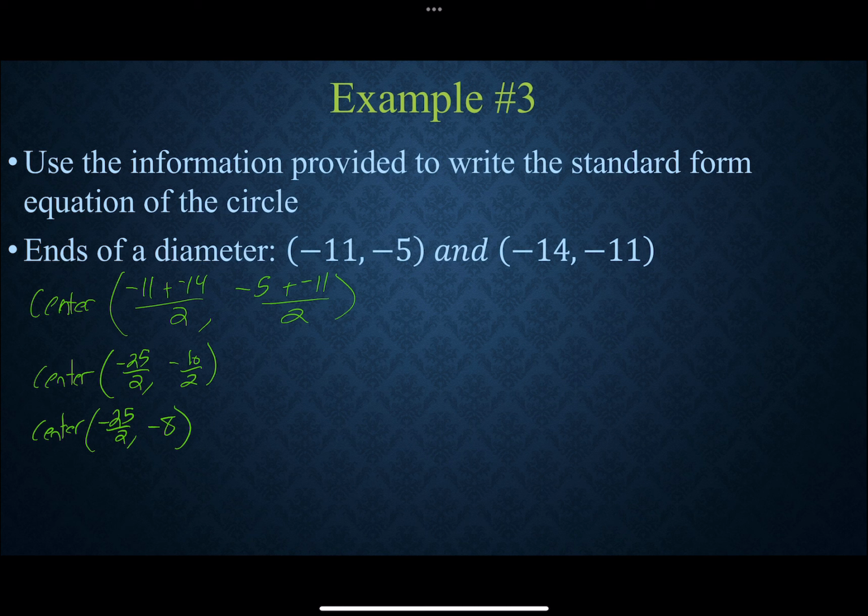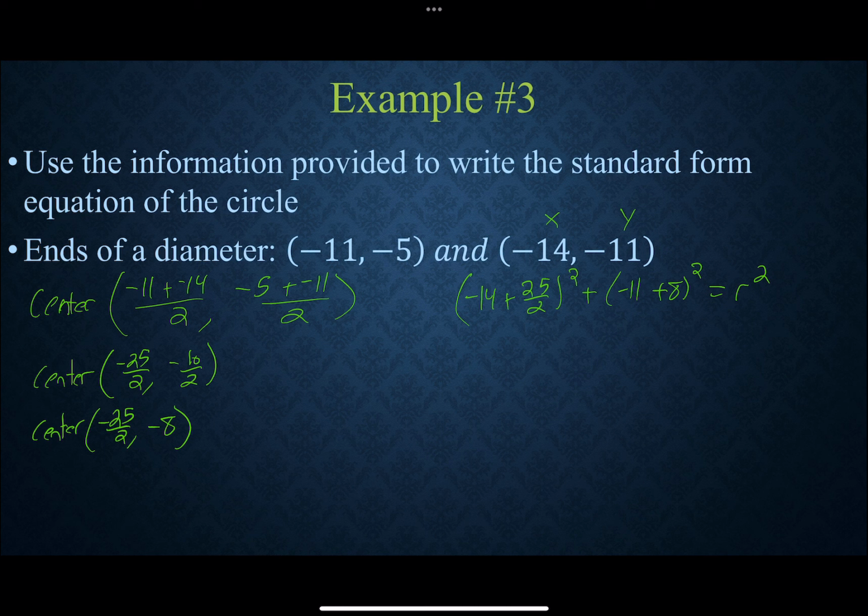So sometimes because we're doing a midpoint, you're still going to get a fraction there. That's okay. Other times it'll give you obviously an integer and you'll substitute in that way. And from this point, now it's the same as the previous example. We've got center and a point. We just pick one of those 2 ends of the diameter to fill in for x and y. We fill in the h and k for the center, and we solve for the r squared. So I'm going to use the negative 14, negative 11, just because. So it's negative 14 plus 25 halves squared, negative 11 plus 8 squared. Remember, it's always the opposite sign for the center portion.